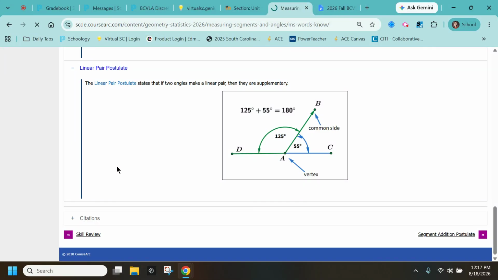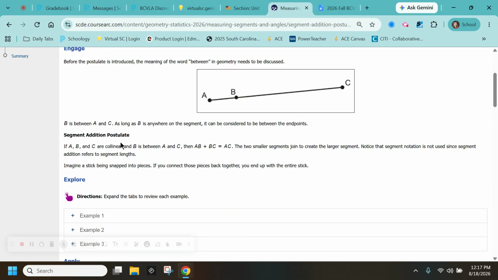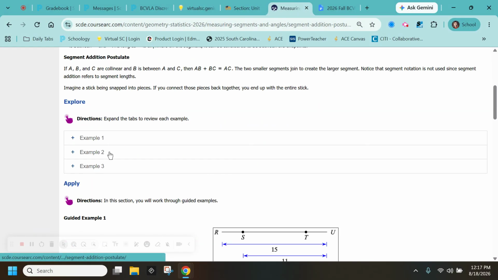Looking at some segment addition postulate questions. Before the postulate is introduced, the meaning of the word between in geometry needs to be discussed. So B is between A and C. As long as B is anywhere on the segment AC, it can be considered to be between the endpoints. If A, B, and C are collinear and B is between A and C, then we can break up our segment into two pieces that equal the whole. So AB added to BC, if you were to take these two pieces, add them together, it equals the entire thing AC. All right, there's a couple examples here for you to look through if you would like.